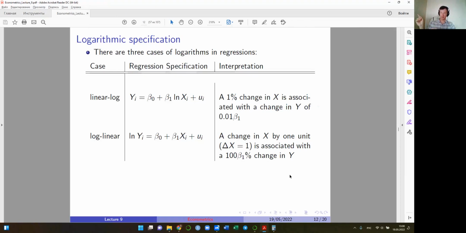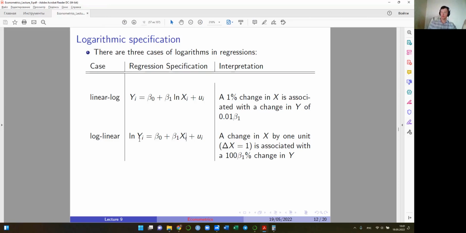So back to that example in your home assignment. If education increases by 1 year, wage increases by beta 1 times 100%, not dollars, but percent. Why? Because we are talking about the variable which is in logarithms.